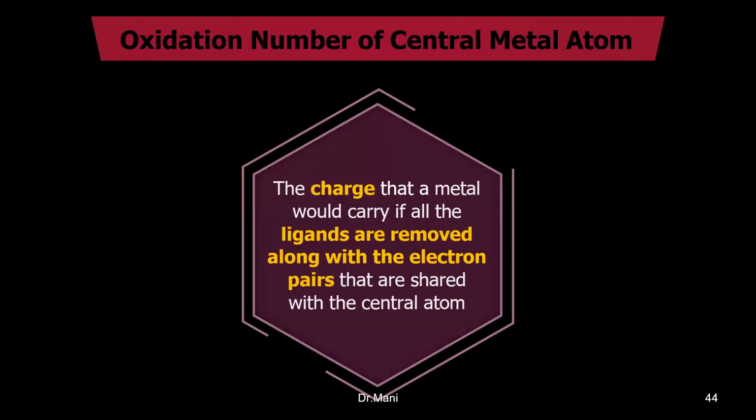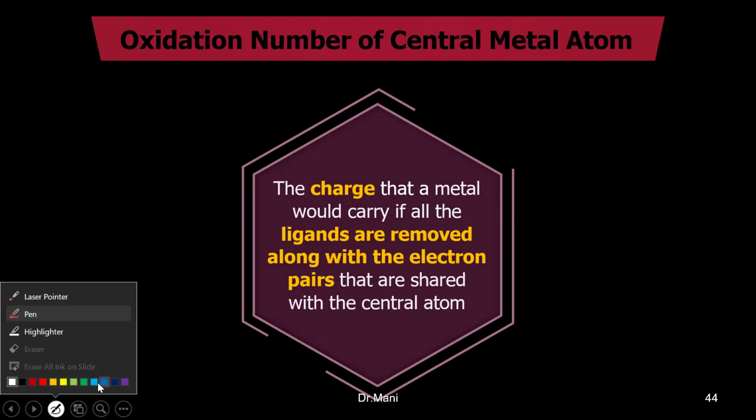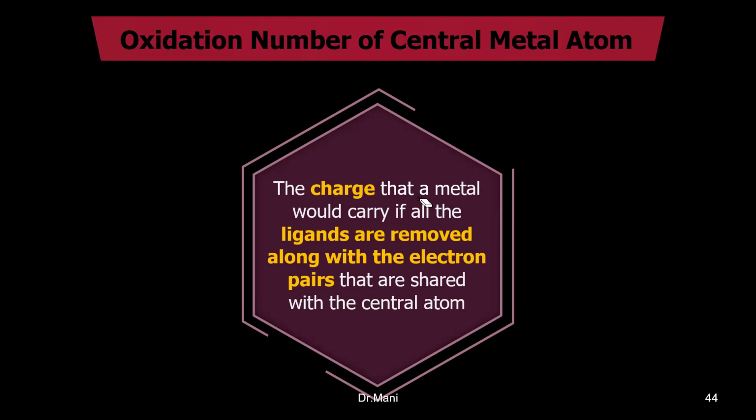Next one, oxidation number of the central metal atom. This is a very, very important thing. Many previous year questions came on this. The charge that a metal would carry if all the ligands are removed with the electron pairs that are shared with the central atom, we call the oxidation number. Simply, whatever charge is present on the central atom, that's the oxidation number.